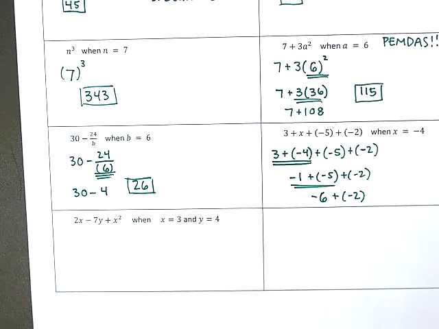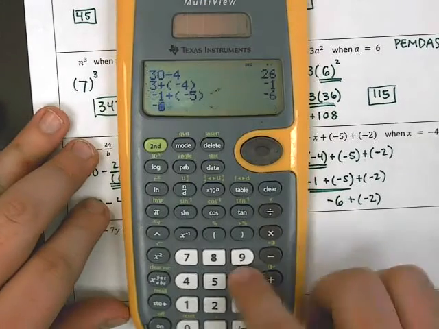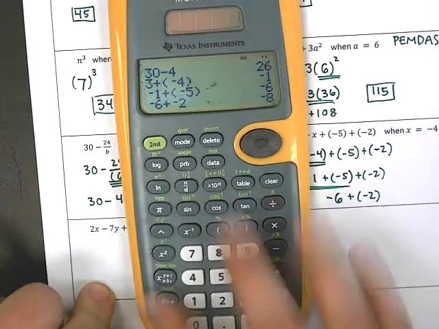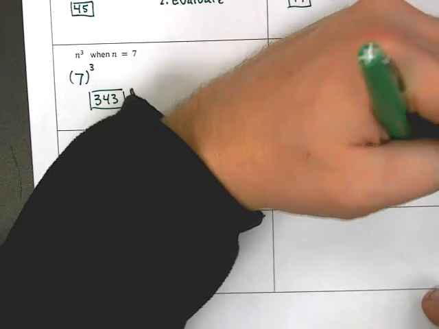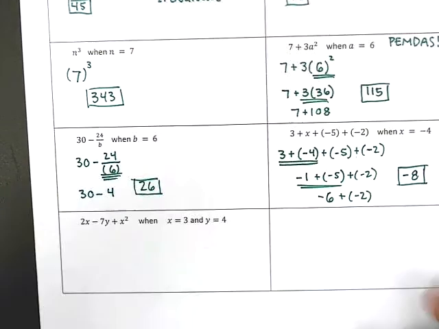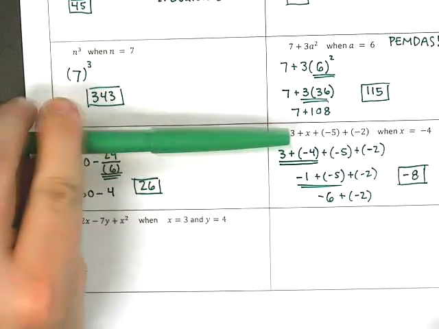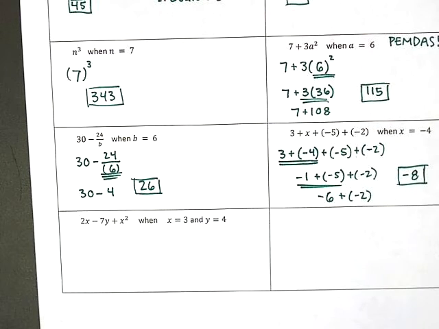Ooh, this is it, right? We only have one more operation. Negative 6 plus negative 2, negative 8. And that is the value of this variable expression when x equals negative 4.